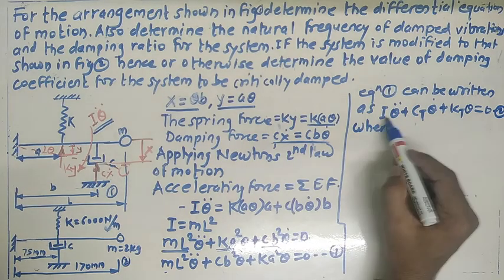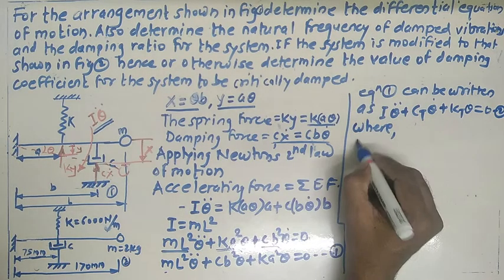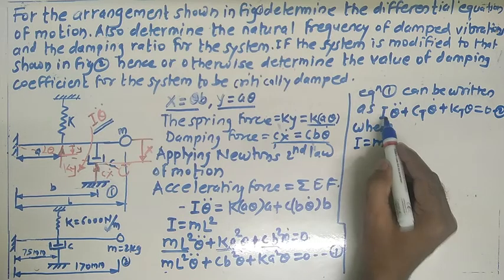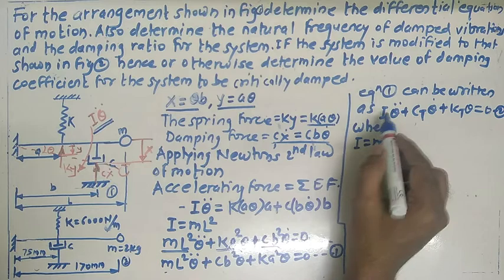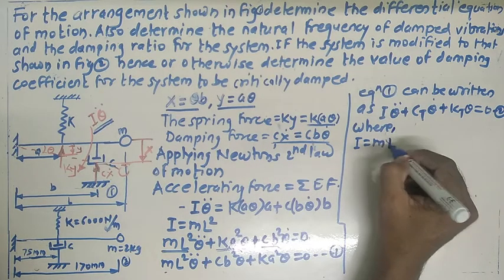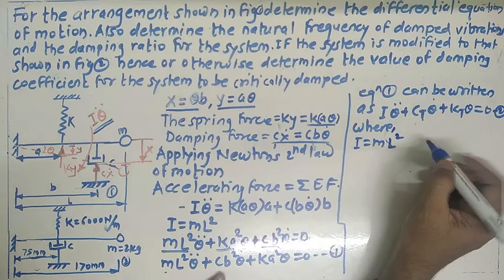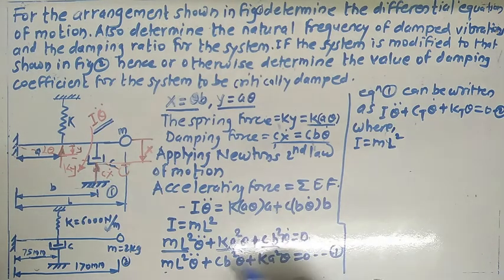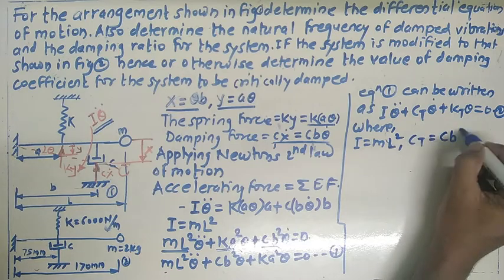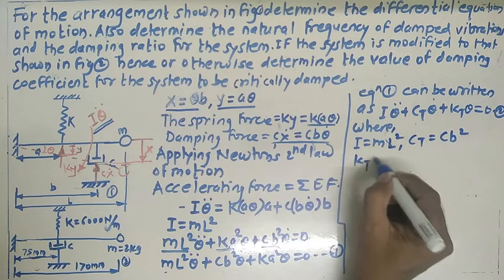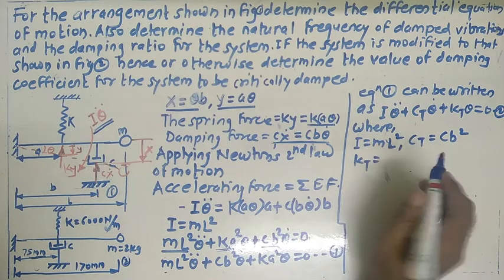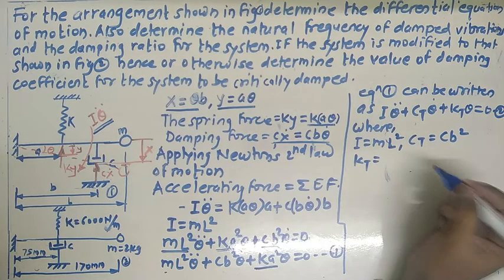Where I is nothing but, what about the I? Just compare this I here. The mass term with us, I is nothing but ml square. In this way we can get the value for I. So what about the ct? Ct is nothing but cb square. What about the kt? Kt is nothing but ka square.